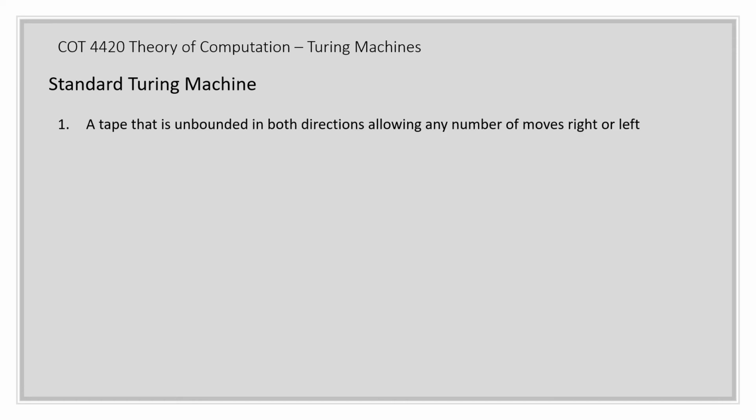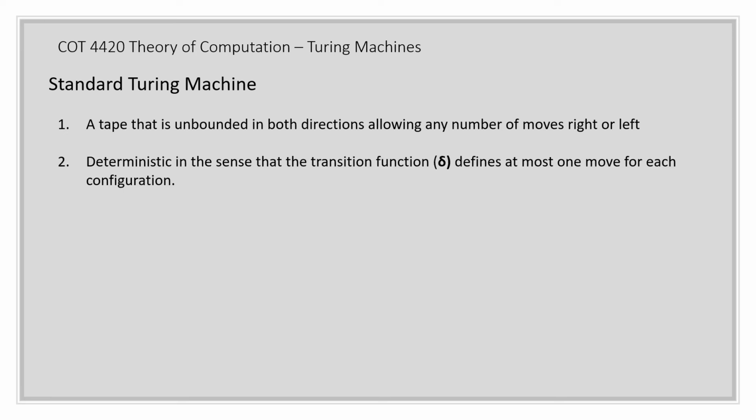So let's go over what the standard Turing machine is. It has a tape that is unbounded in both directions, allowing any number of moves to the left or the right. It is deterministic in the sense that the transition function defines at most one move for each configuration, but not all moves are defined for all configurations.